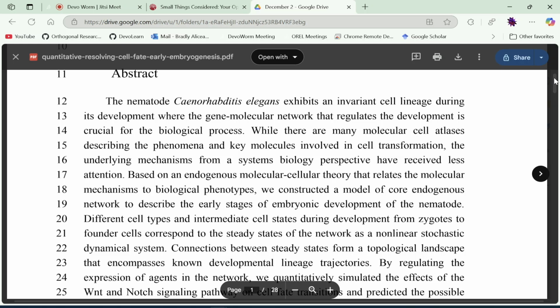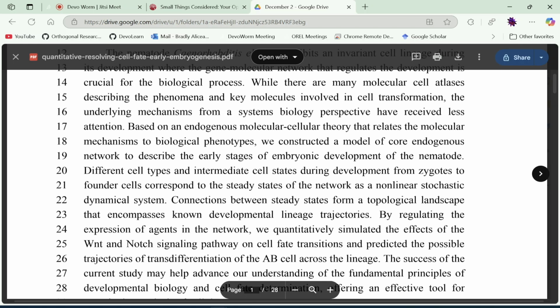Based on an endogenous molecular cellular theory that relates the molecular mechanisms to biological phenotypes, we've constructed a model of core endogenous network to describe the early stages of embryonic development in the nematode. So what they're going to do is create a gene regulatory network model of these early stages, and they're going to pick candidate genes that are involved in this early process, and build a genetic regulatory network that shows how those things are upregulated and downregulated in that network. So that's what they're doing here.